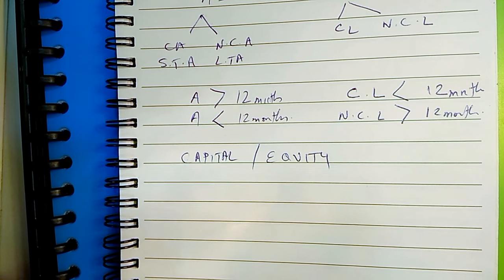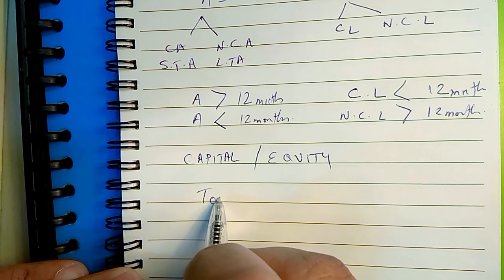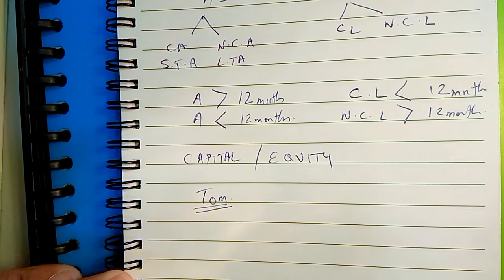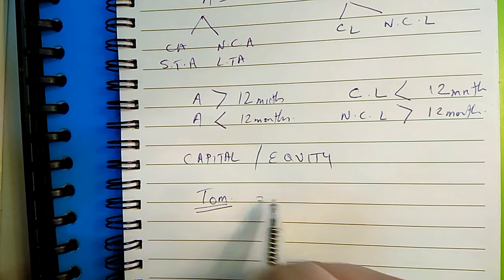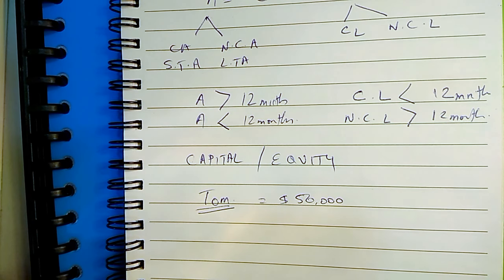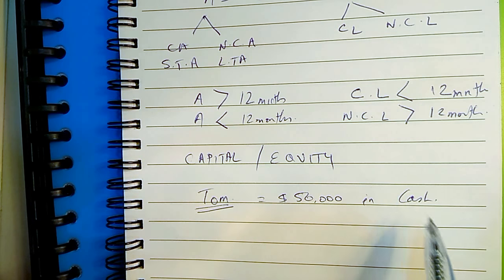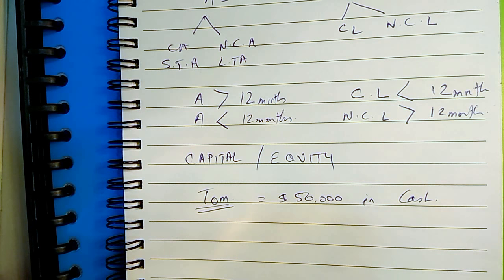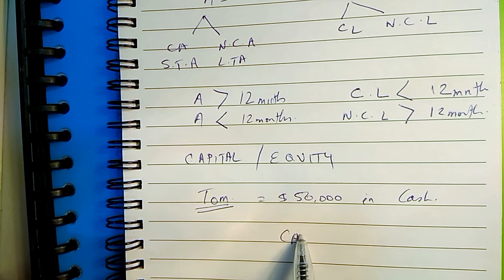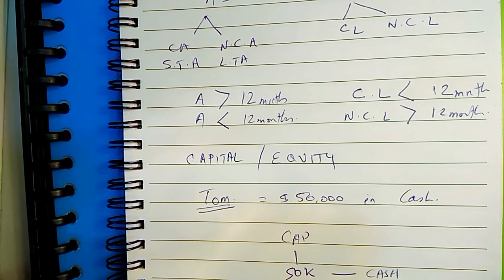Now let's see an example. Let's say Tom wants to start a new business and he brings in $50,000 in cash. So what we said is whatever the owner brings into the business is capital. So $50,000 is capital, but again it's in the form of cash.